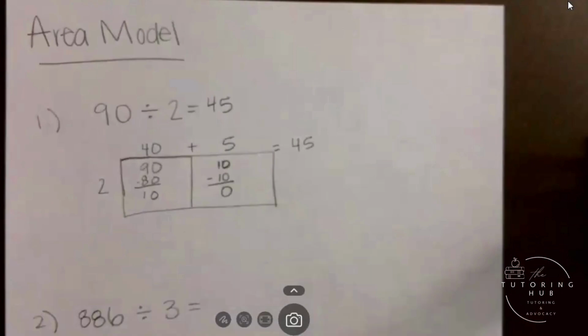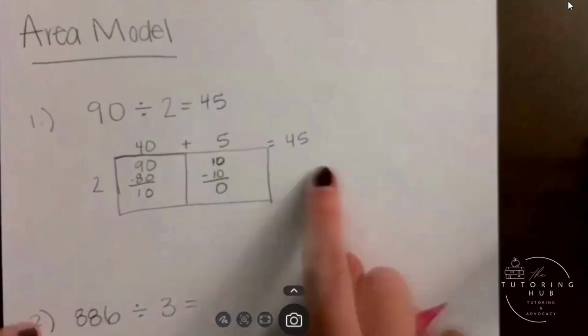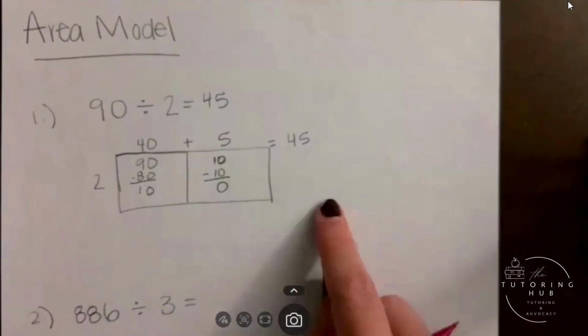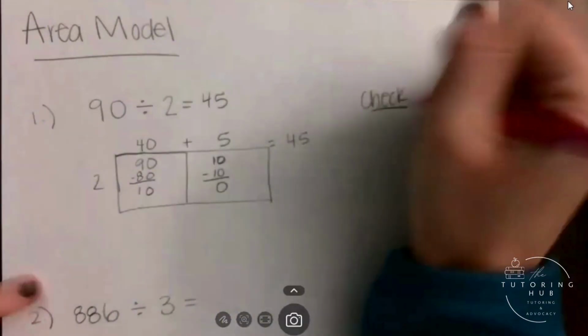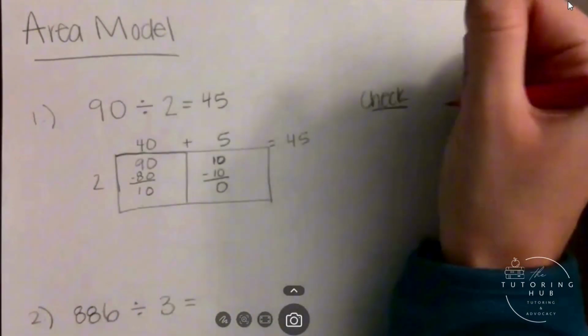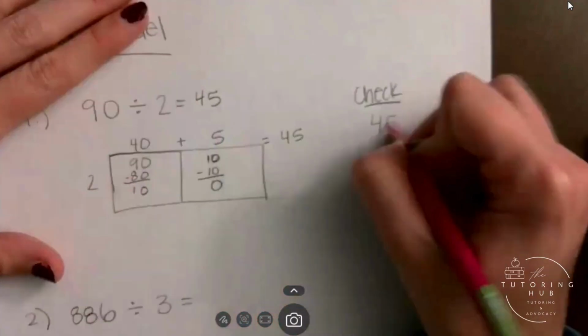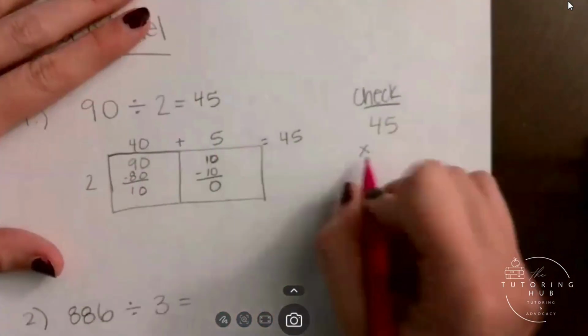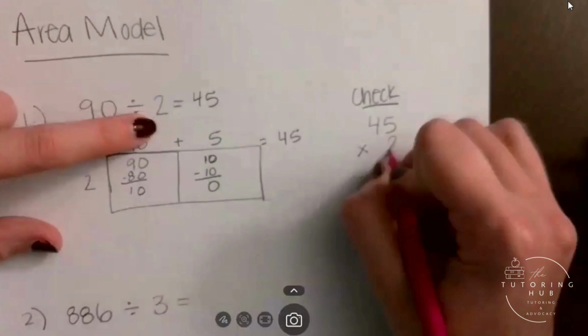And remember, the quotient is an answer to a division problem. Now, if I'm unsure if this is correct, I can go back and check it using the opposite of dividing, which is multiplying. So I'm going to take the quotient, which is 45, and then I'm going to multiply because that's the opposite of dividing. And my divisor is 2, so 45 times 2.